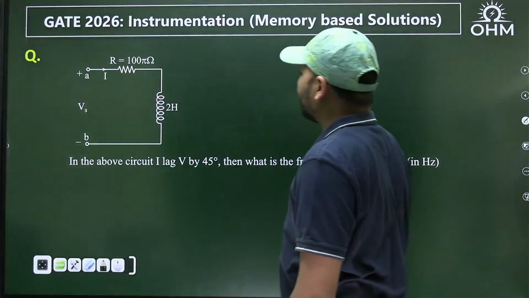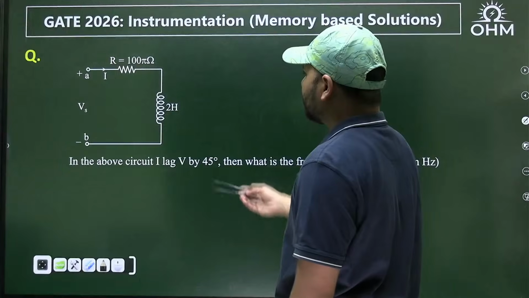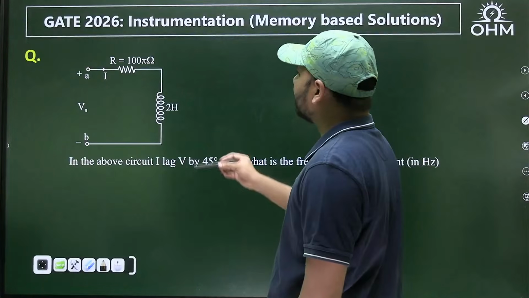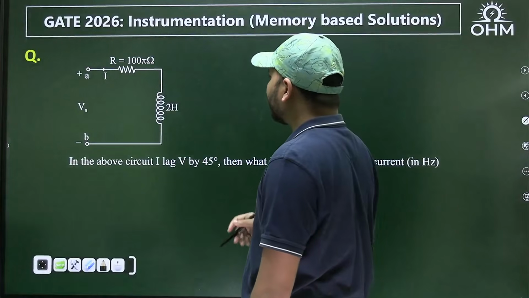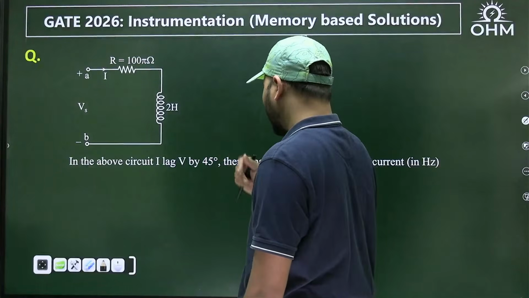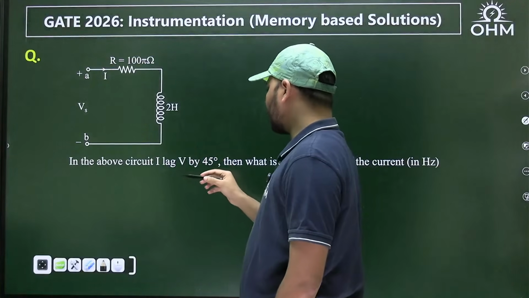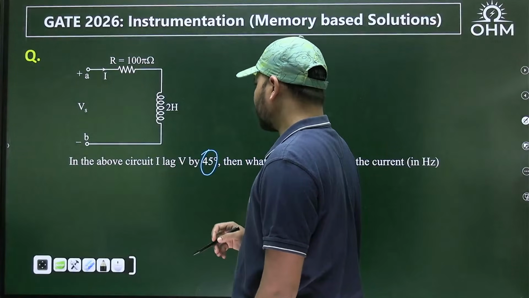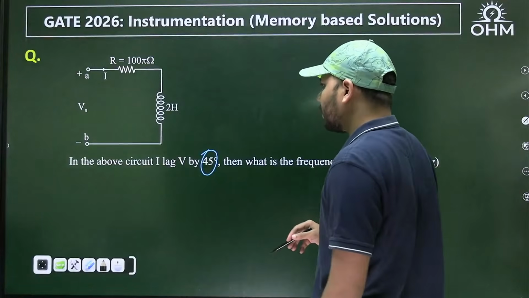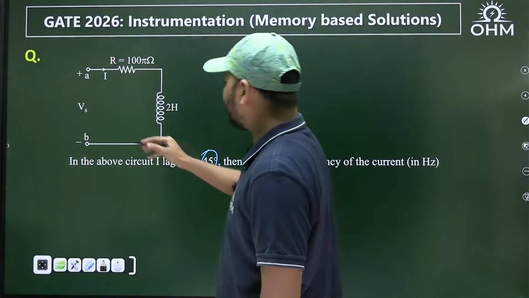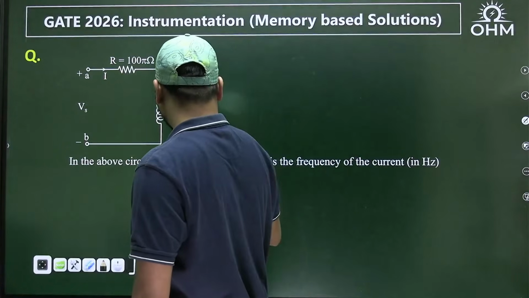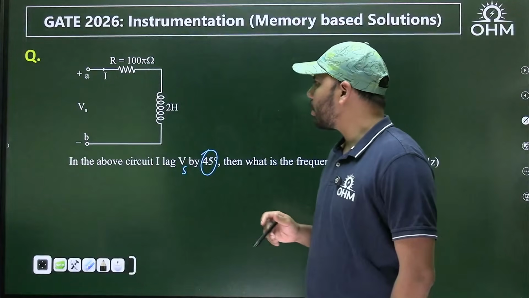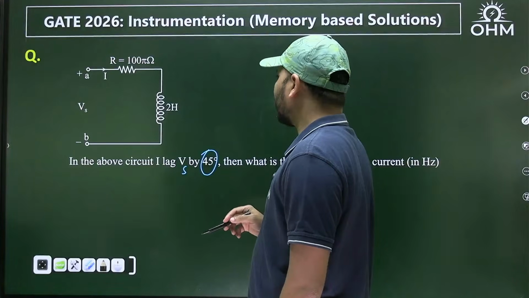Let's move on to the next question. Again, a simple RL circuit is given. The value of R is some 100 pi ohms and the inductance is 2 Henry. In the above circuit, I lags V, that is obvious, by 45 degrees. Okay. I lags V. I think they are implying Vs. The source voltage is Vs. I guess this is Vs. Okay. So I lags Vs by 45 degrees.